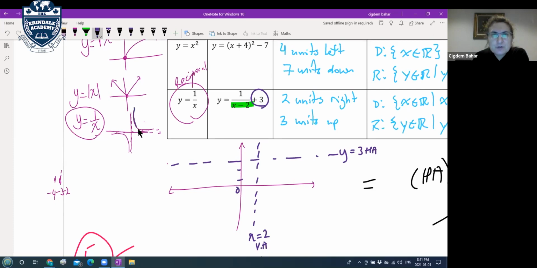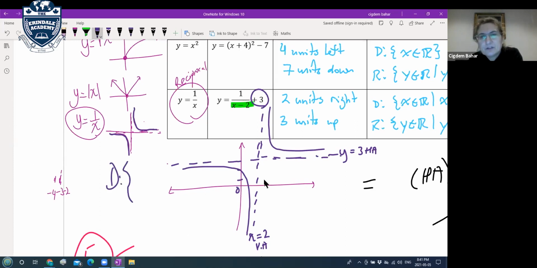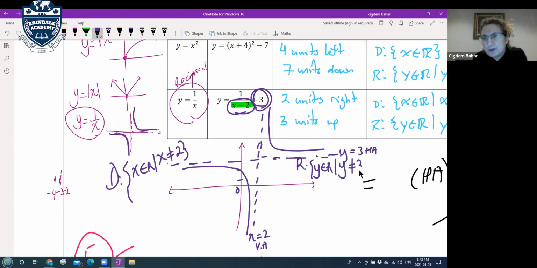So for the reciprocal function, this branch on the right side comes here between these two asymptotes. And this branch is between these two asymptotes. It's shifted here. Domain, the new one: x can't be 2. x cannot be 2. Range: y can't be 3. I cannot have 3 in my range. I cannot have 2 in my domain.